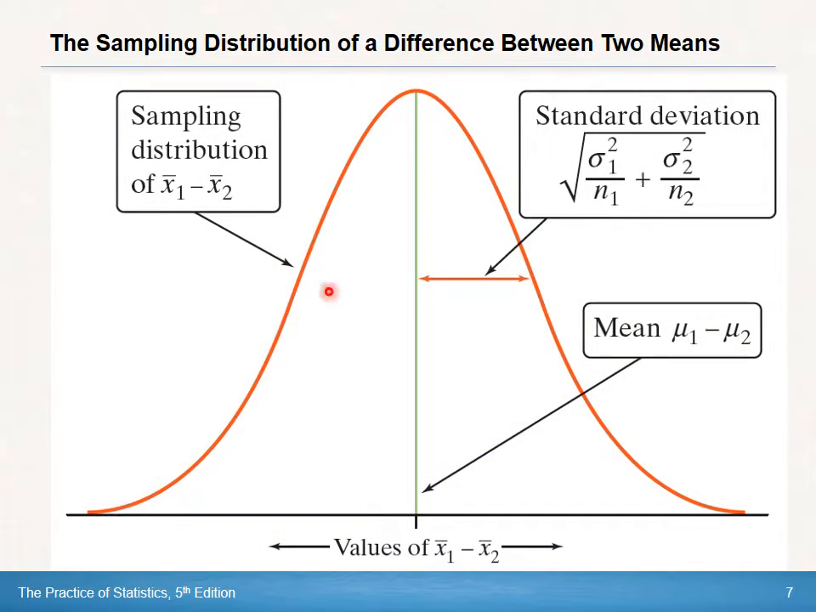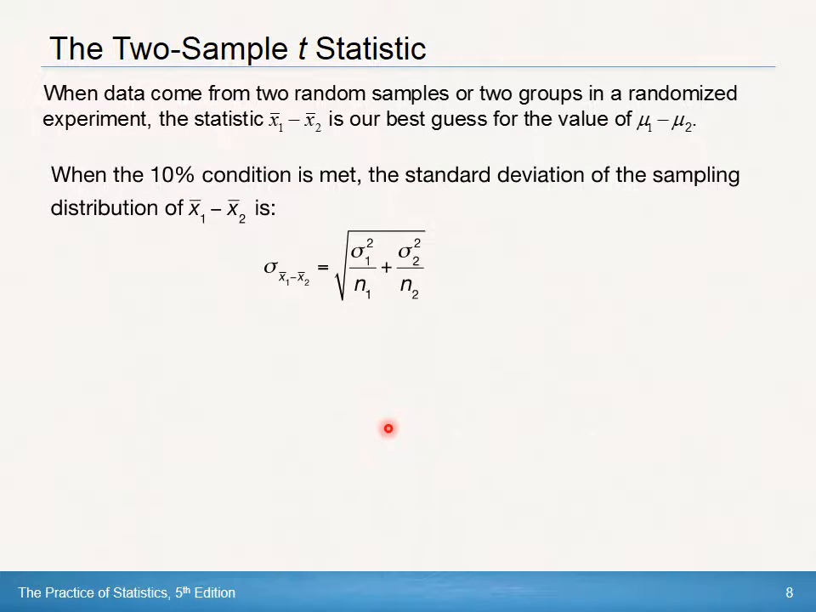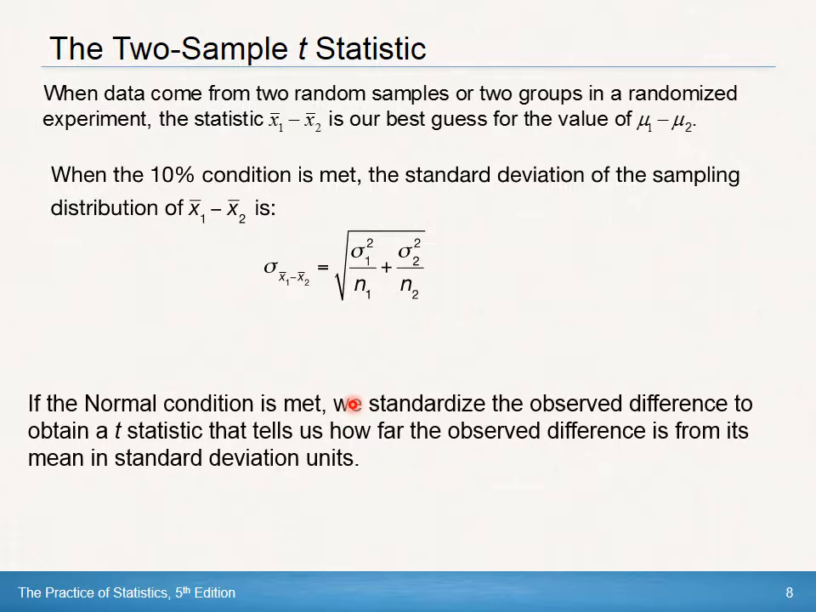So here again, we have a normal curve. We have one standard deviation away. All the values of the differences would be along the x-axis, and this right here, the mean of the populations, is going to be your center. When data come from two random samples or two groups in a randomized experiment, the test statistic x bar sub 1 minus x bar sub 2 is our best guess for the value of the population. When the 10% condition is met, the standard deviation of the sampling distribution can be found using this formula.